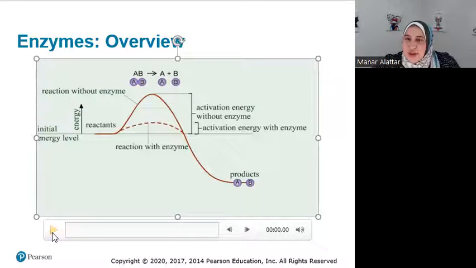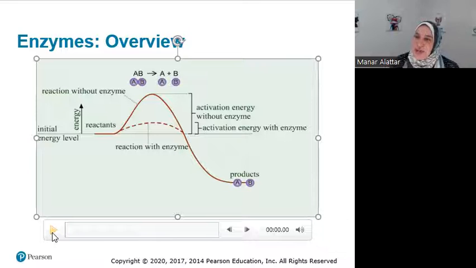So, just a fun little question. If we were doing a reaction that is AB goes to two separate components, A plus B, is that a catabolic reaction or anabolic reaction? And so hopefully you said catabolic reaction because it's a reaction that breaks apart components instead of adding them together. An anabolic reaction would add components together.